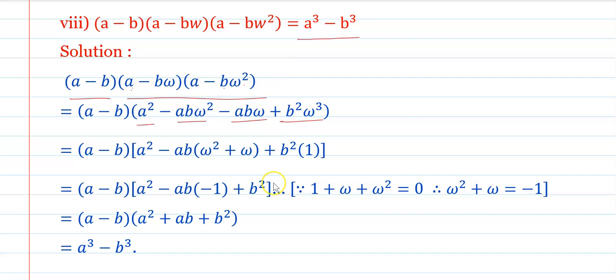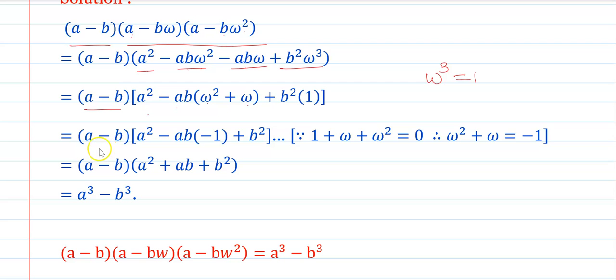Okay, next keep this (a − b) as it is, here a². Okay, now from these two terms we'll take −ab as a common, then in bracket you will get ω² + ω, and again the value of ω³. What is the value of ω³? That's equal to 1, therefore b² into 1. Okay, is that it? Next again keep (a − b) as it is, a² − ab (ω² + ω) + b², where ω² + ω equals −1, so here we will take −1, and b² into 1, that is ab².